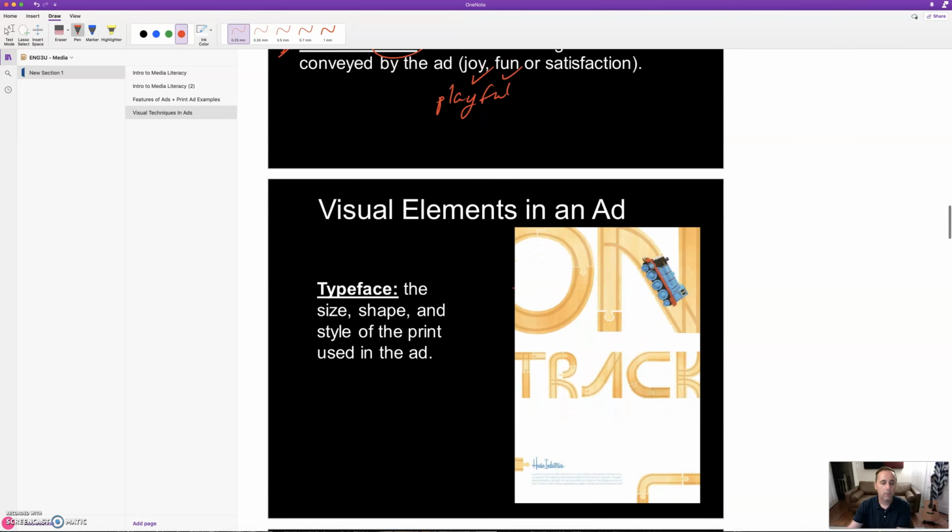All right, the next one is an example for typeface. So here we have the ad, and we want to look at the text plus the font relationship here. So what do we have? On track. And here's a train, and the font is actually made out of tracks. Looks like kids' train tracks all put together, right?